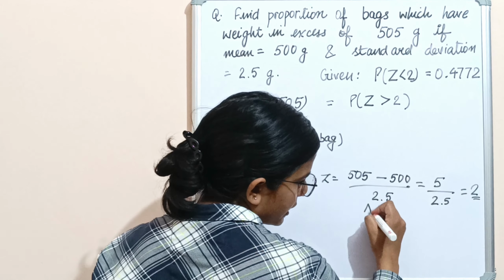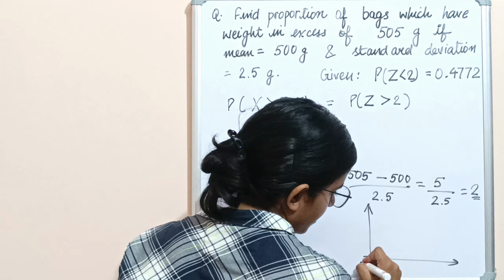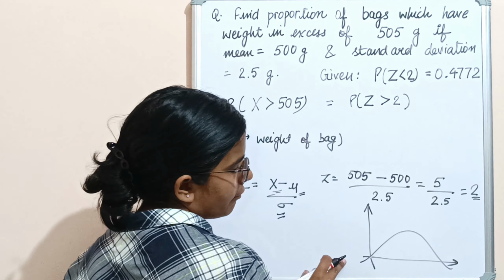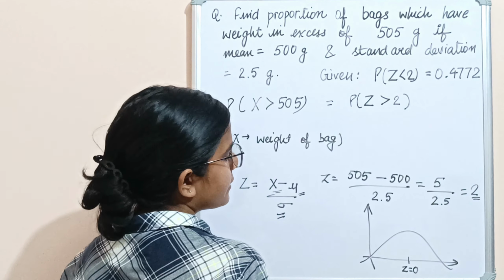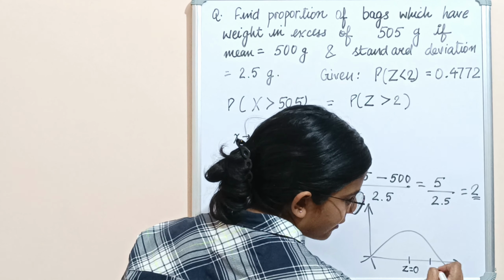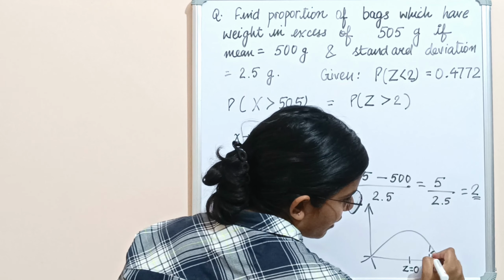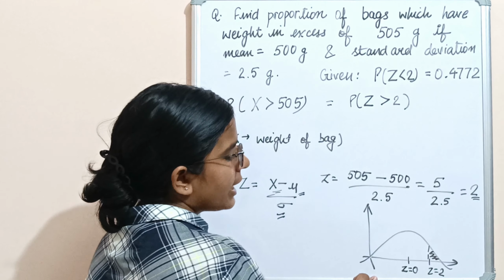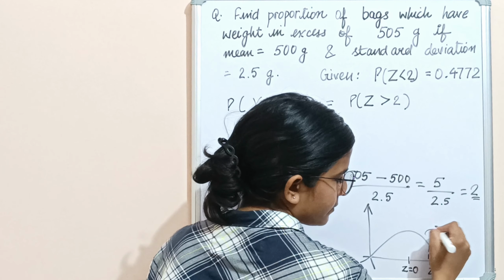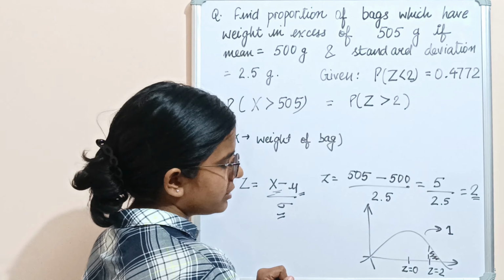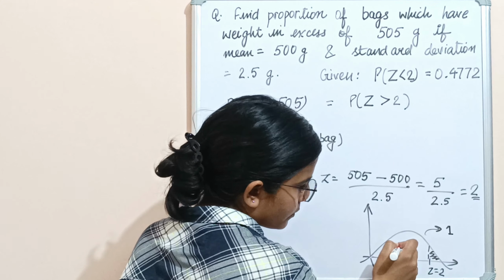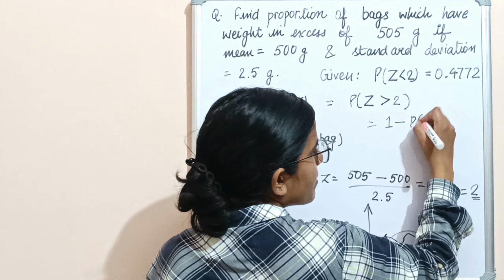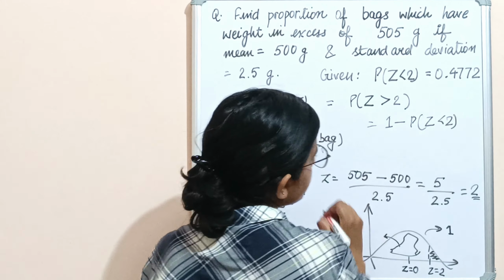If we draw the graph of a normal variate, the normal distribution, it is symmetric about Z equals 0, and let's say here is Z equals 2, then we have to find out this area, and we know the area of this total graph is 1, and we are given the probability of Z less than 2. We have been given this whole area. So now the probability of Z greater than 2 will be 1 minus the probability of Z less than 2.